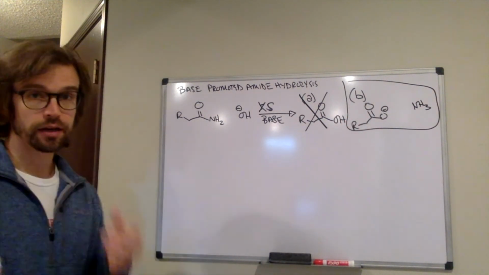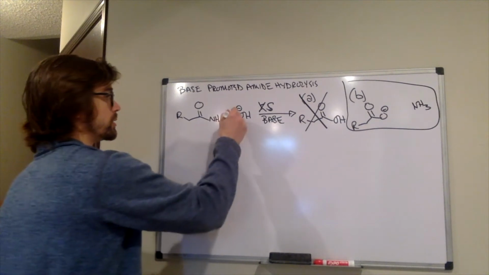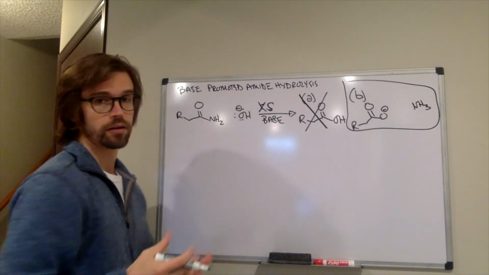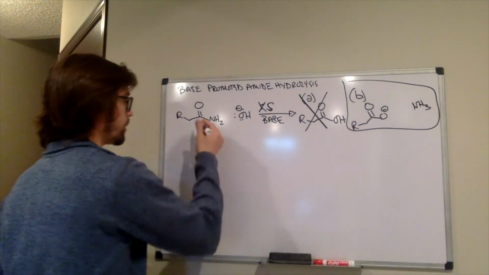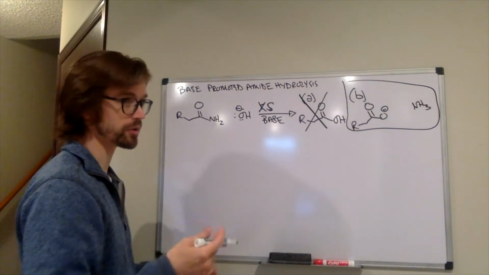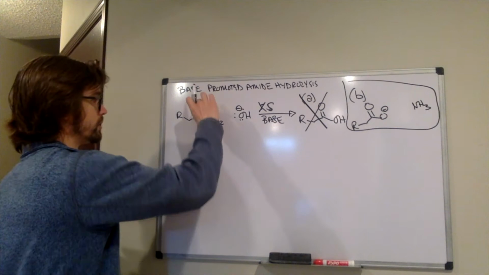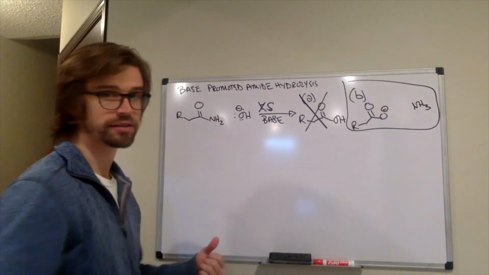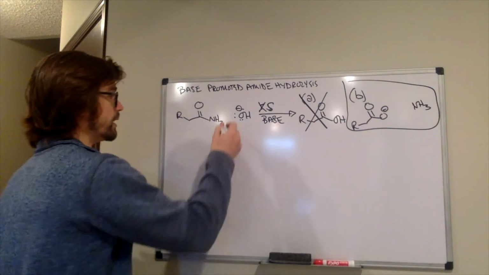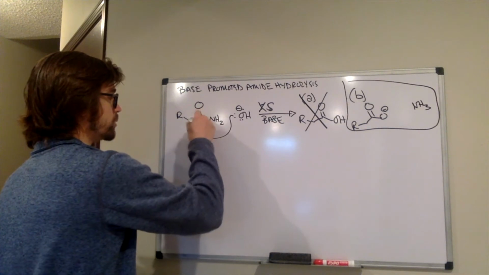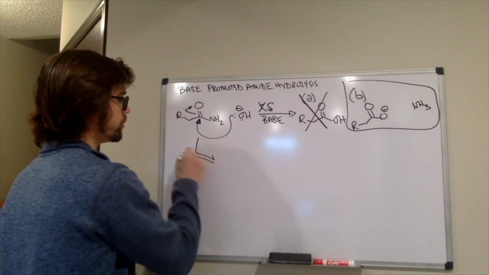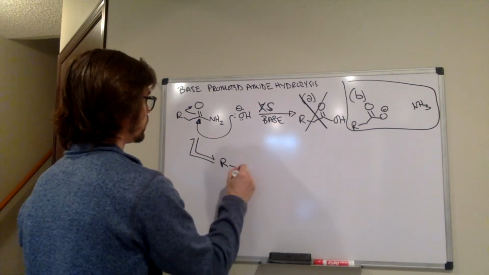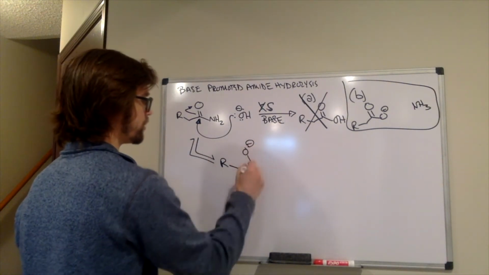So how are we going to get there? Just like lots of reactions that we've seen with carbonyls, the carbonyl carbon is partially positive, because the oxygen and the nitrogen are pulling electron density away from it. And the OH minus will add there initially, to generate this tetrahedral intermediate.